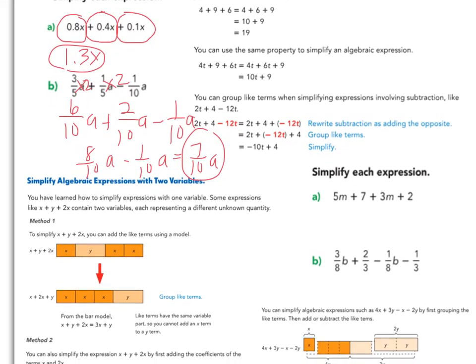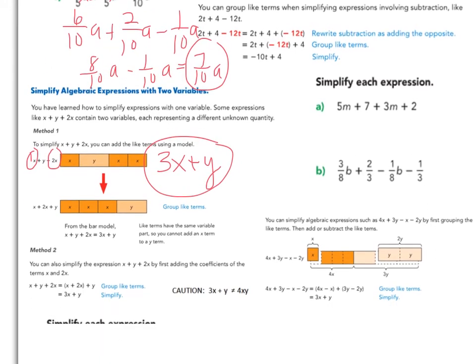Let's go down here. Simplify algebraic expressions with two variables, x plus y plus 2x. So what you're going to do is combine your x's. There's an imaginary 1 there, so 1x plus 2x is 3x's. And since the y has no buddies, you just group your like terms like they're saying, and you bring it down.